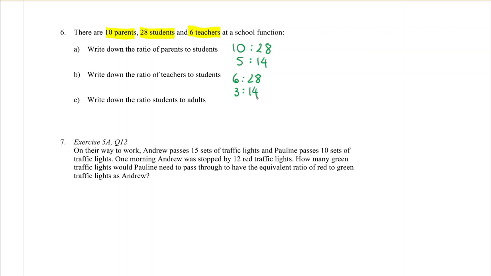One last one. Write down the ratio of students to adults. Students, there are 28. Adults is both the teachers and the parents. The students could also be adults. I think we're assuming we're in high school here. We're going to go with just the parents and the teachers, but you're right, I guess the question could have been clearer. But you are right, students can be adults too. 10 plus 6 is going to be 16 is how we're going to answer this.